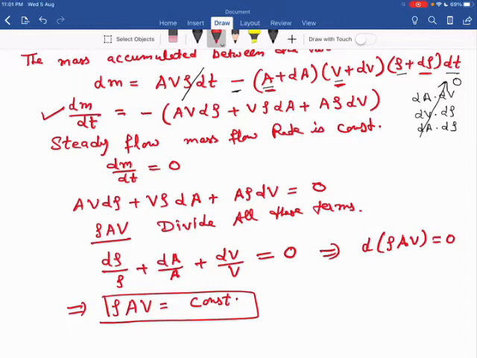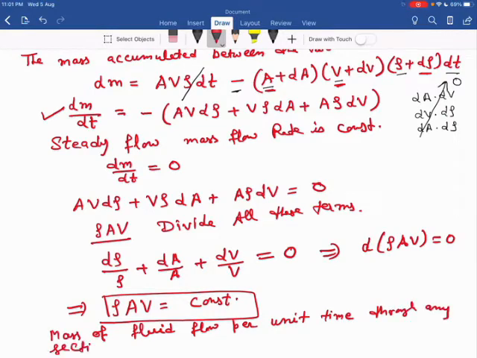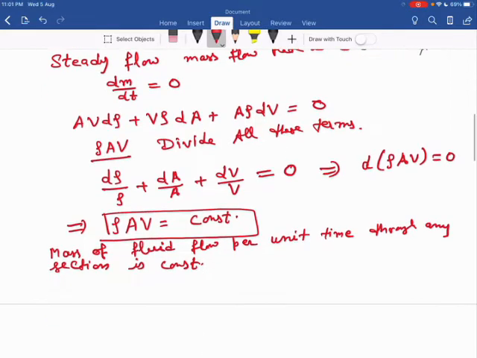Now the meaning of this relation is the mass of fluid flow per unit time through any section is constant. So rho AV is mass flow rate, the term rho AV that we call as mass flow rate.